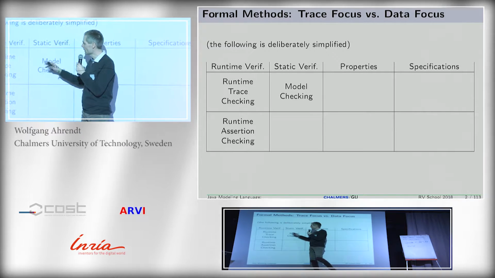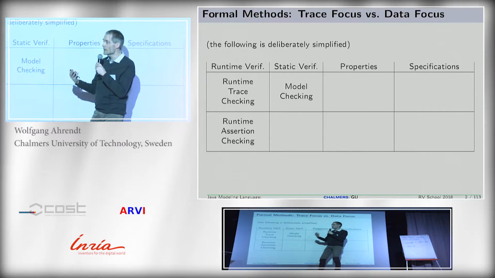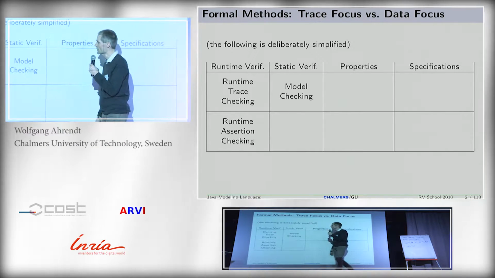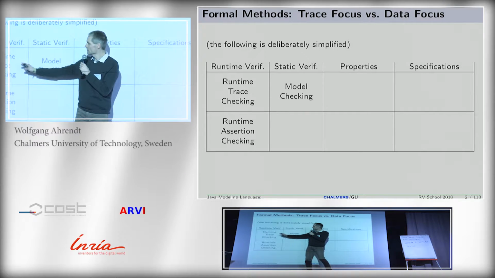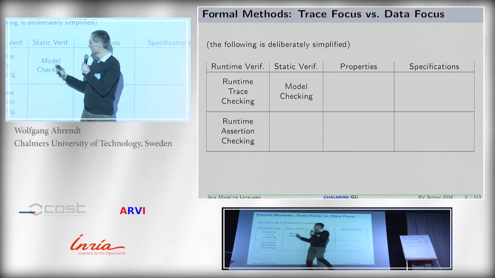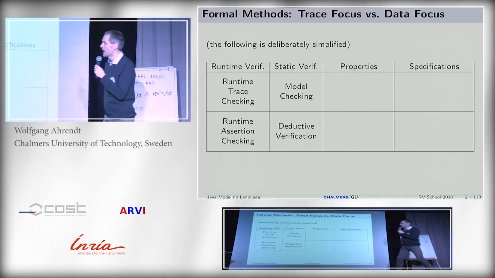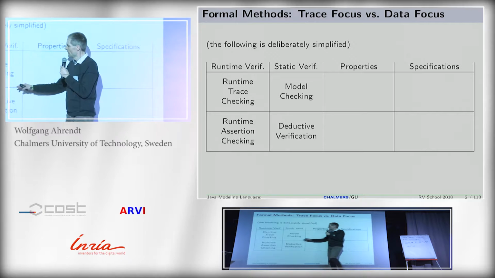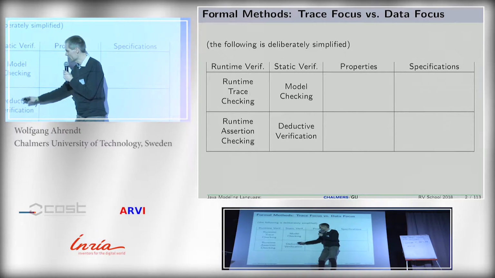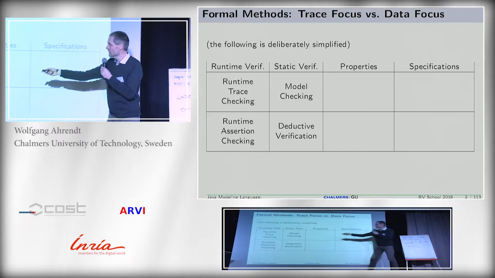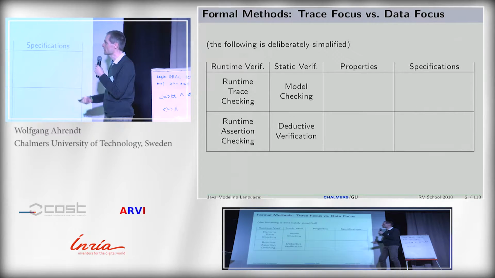A related technique, if you look at the specification methodologies and the semantics of the property languages, then on the static verification side, what comes closest to runtime trace checking is model checking, which has been mentioned earlier today, and what comes closer to runtime assertion checking is deductive verification. So these are now static and dynamic verification methodologies.